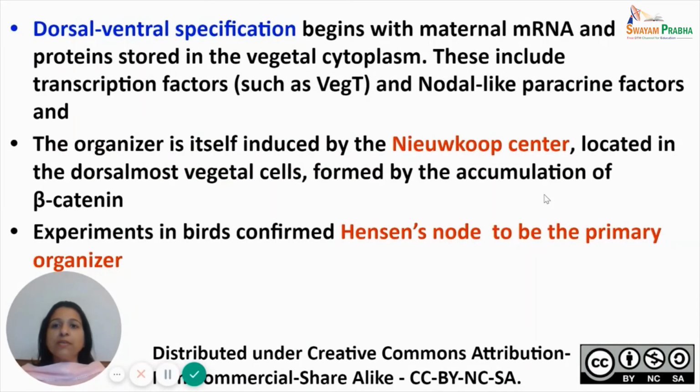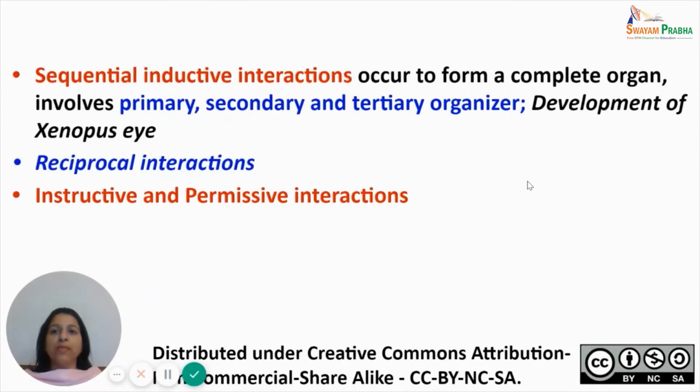The dorsal ventral specification begins with maternal mRNA and proteins stored in the vegetal cytoplasm. These include transcription factors such as VegT and nodal-like paracrine factors. And the organizer is itself induced by the Nieuwkoop center located in the dorsalmost vegetal cells, formed by accumulation of beta-catenin. Experiments in birds confirmed Hensen's node to be the primary organizer in the case of birds.